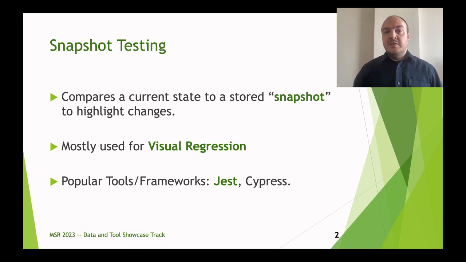Now, snapshot testing has become very popular recently in the industry. It basically compares the current state of an object with a snapshot to highlight the changes. This is mostly done as a form of visual regression testing, where we compare, for example, React components, which are visual front-end components, to see if they change or not. But that can be done for other types, not only front-end. You could do this for data structures or back-end, but mostly this is done for front-end as a form of visual regression.